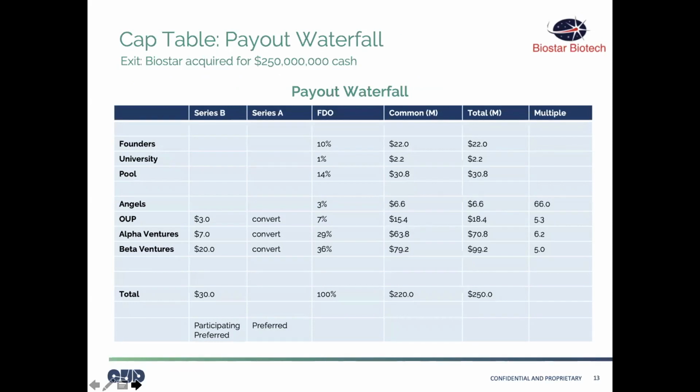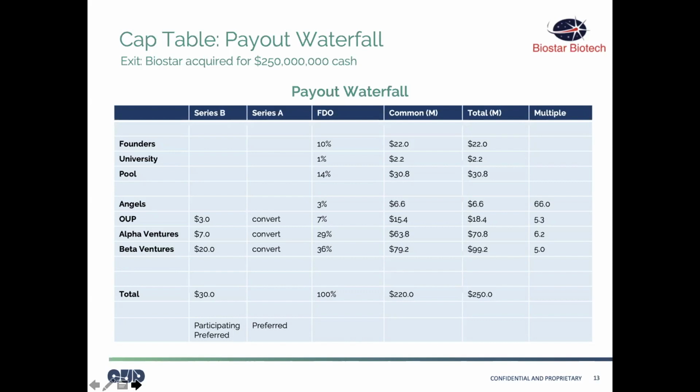So here's the payout waterfall. Remember, we start with the most recent series or most senior and work backwards. So Series B was 30 million. You can see OUP invested 3, Alpha invested 7, Beta put in 20. So they get that back. That's this participating preferred. So in any scenario, as long as there's any money available, it's divided up first to the Series B investors up to these amounts. So there's 30 million that goes to the Series B. Out of 250, that leaves 220 million to distribute.